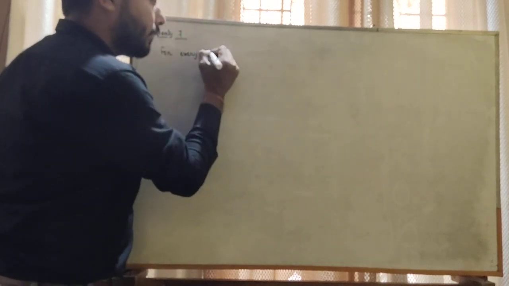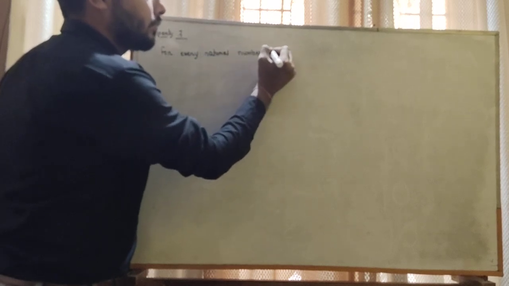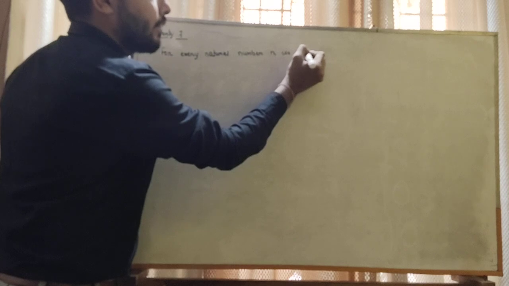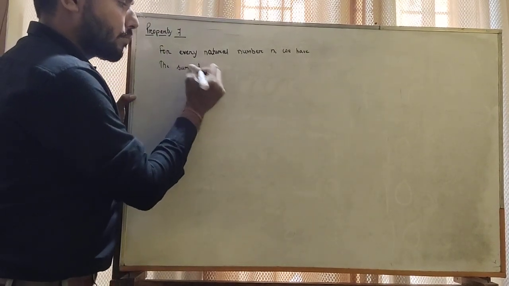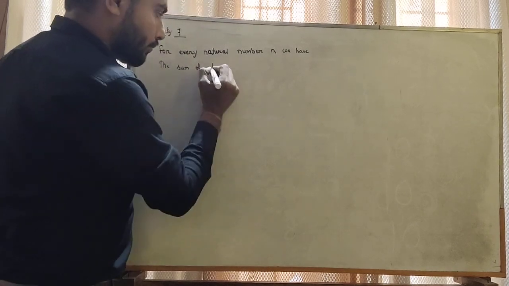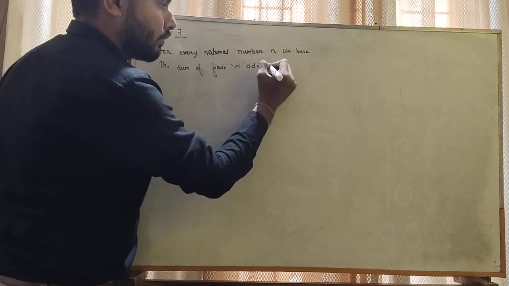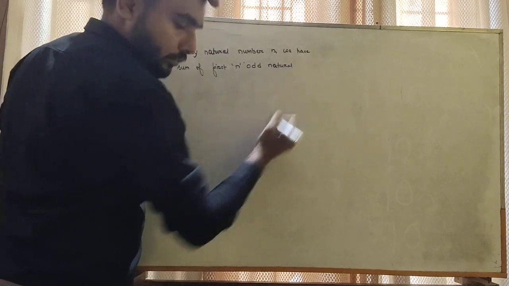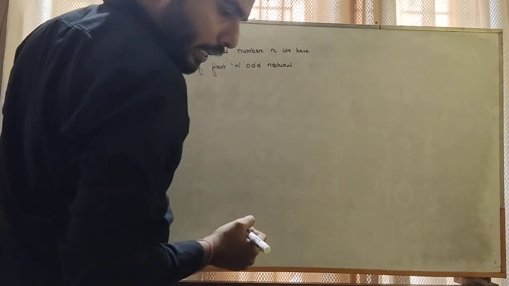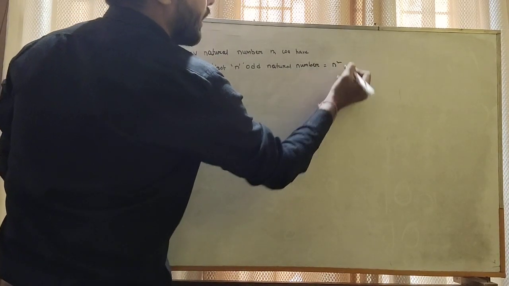For every natural number n, we have: the sum of the first n odd natural numbers is equal to n square.